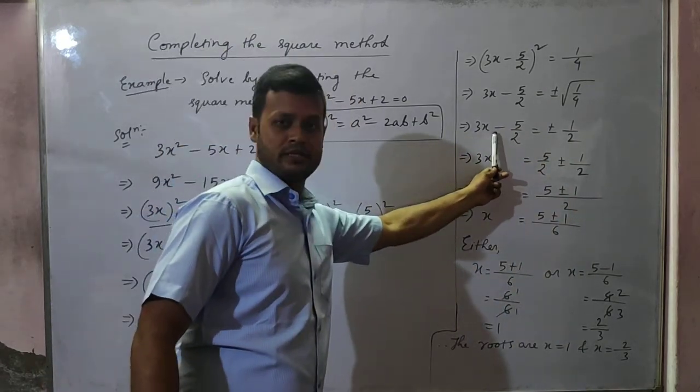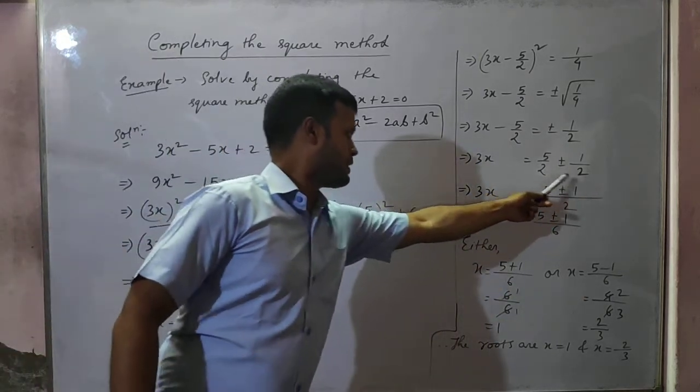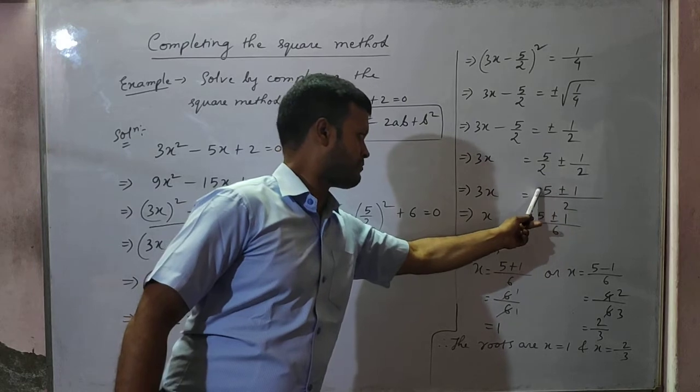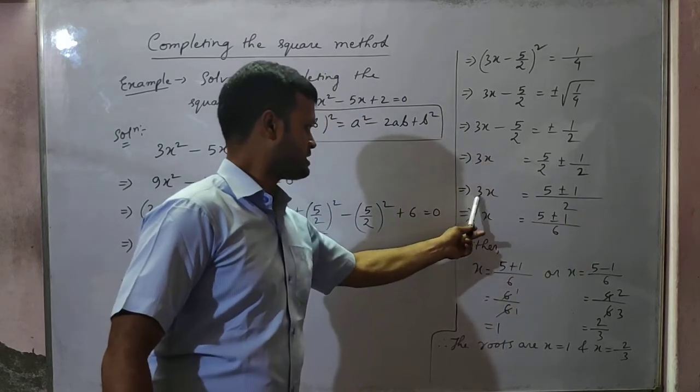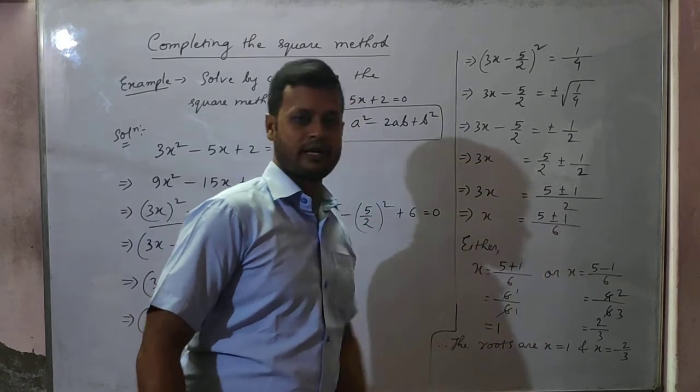This minus 5 by 2 I will take to the right hand side, and it will become plus. The LCM of 2 and 2 will be 2. So above I will get 5 plus minus 1 by 2. This 3 is multiplied here. If I cross multiply it, then 3 into 2 will become 6.